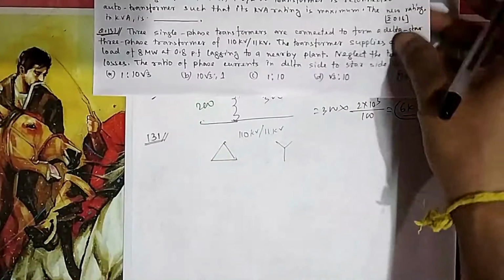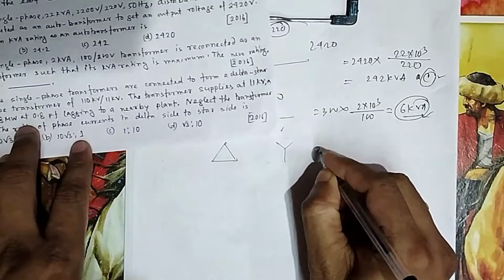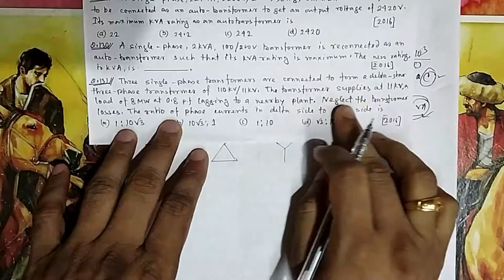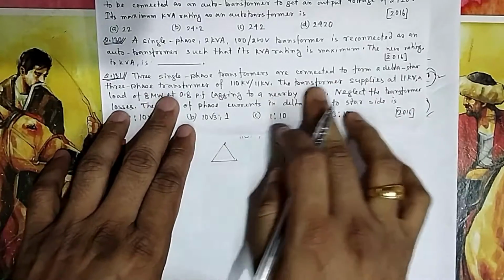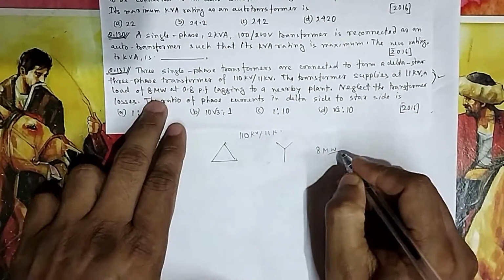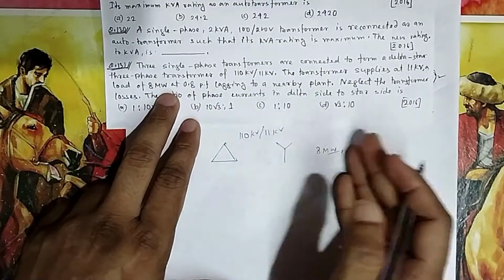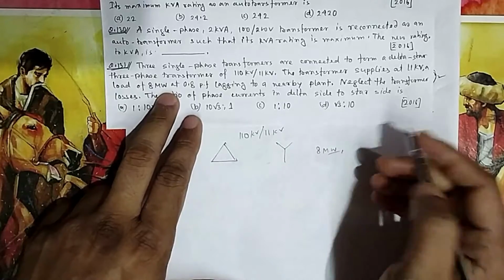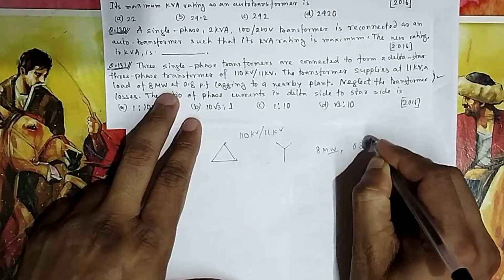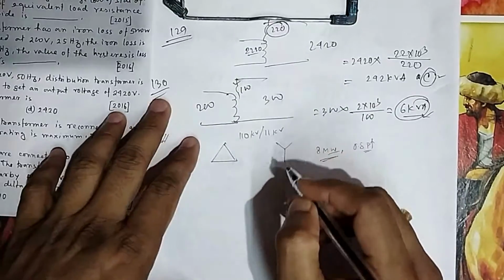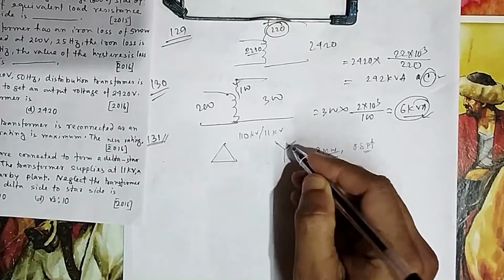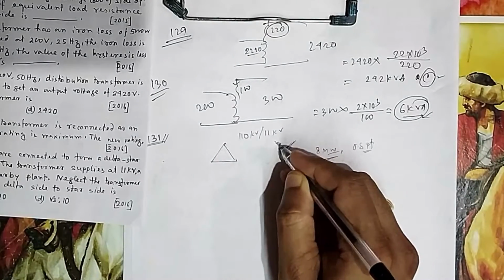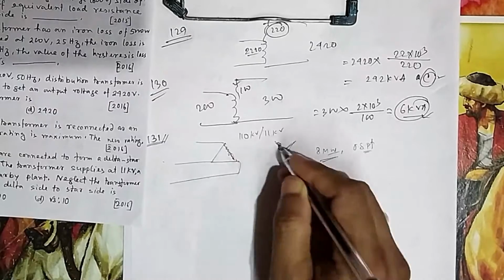So now what they are asking here: this side is supplying an 8 megawatt load, star side, to a nearby plant, and the phase current ratio of the single phase transformers connected delta star. The transformer supplies 11 kV, 8 megawatt load. So if I think this side is connected to load, it is 8 megawatt load, 0.8 power factor lagging. Okay, so what is the current here? Always I told you, in this type of cases in transformers you always take care of the phase current. What is the phase current here? That corresponding phase current will come here.